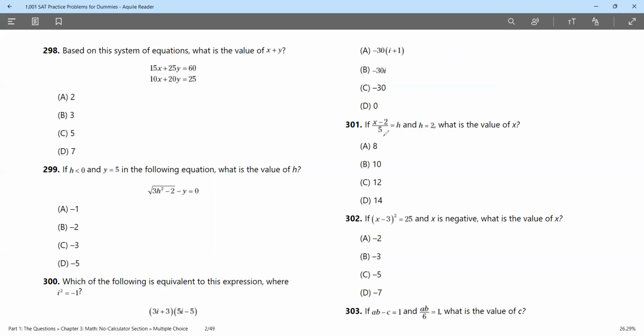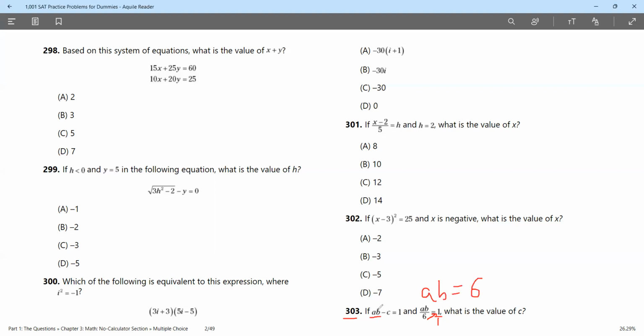Let's move on to a more difficult question. Let's try this one. Here we have AB minus C equal to 1, and AB over 6 is equal to 1. So what is the value of C? Okay, so 1, we will consider it over 1, and then we will make cross multiplication. So 6 will be multiplied by 1. So AB will be equal to 6.